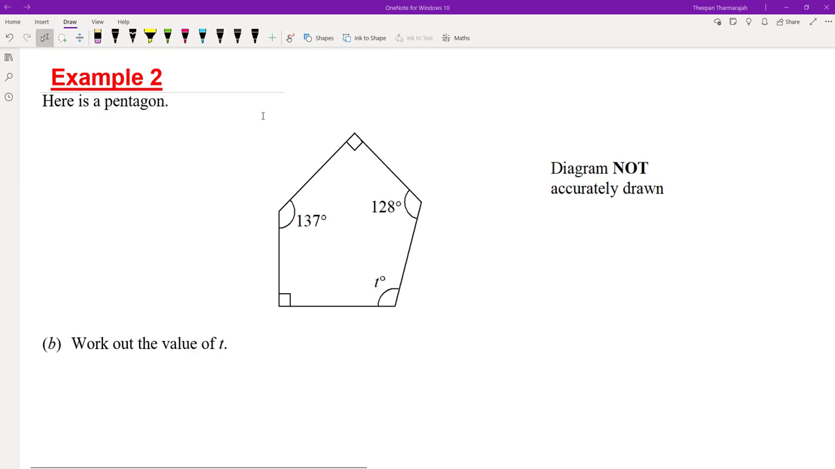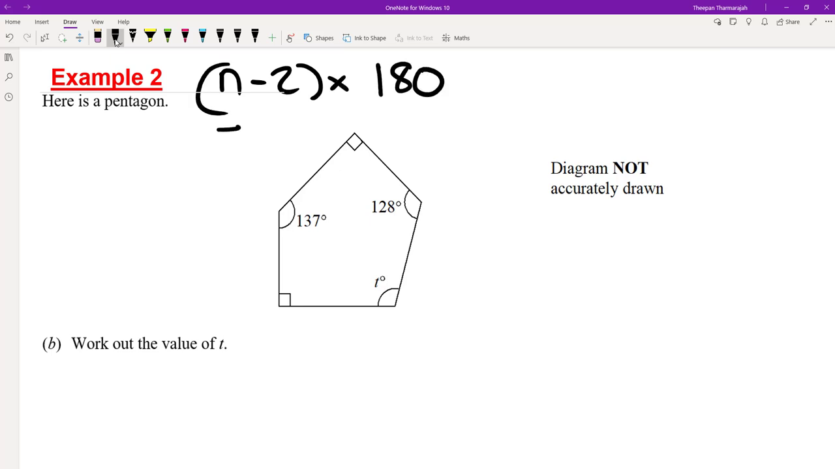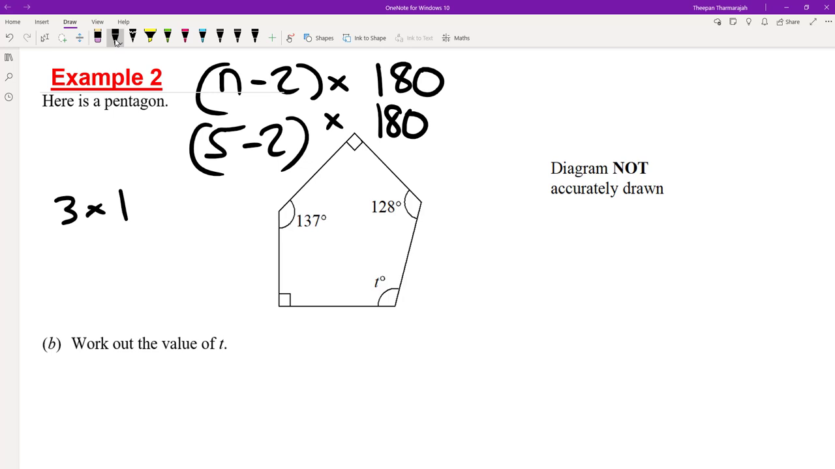Okay, welcome back. So we've got an irregular polygon question. We can see all the angles aren't the same, and we need to work out angle T. So we're going to use n minus 2 times 180 degrees. Then that's going to be 5 minus 2 times 180, which is going to be 3 times 180 degrees, which is 540 degrees.